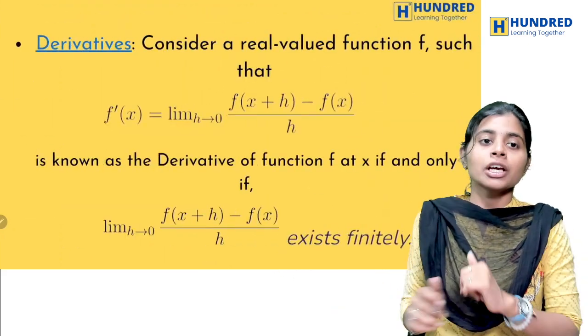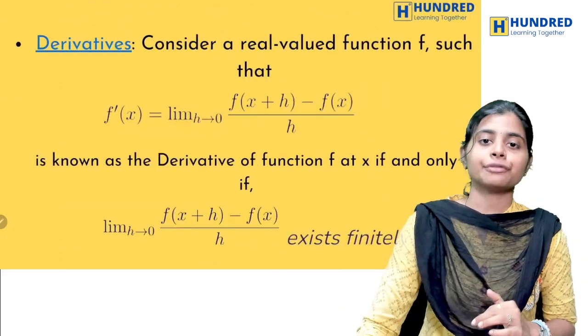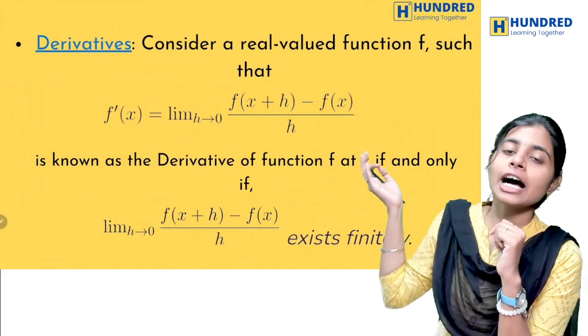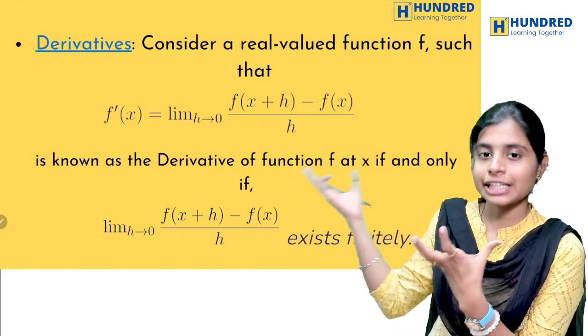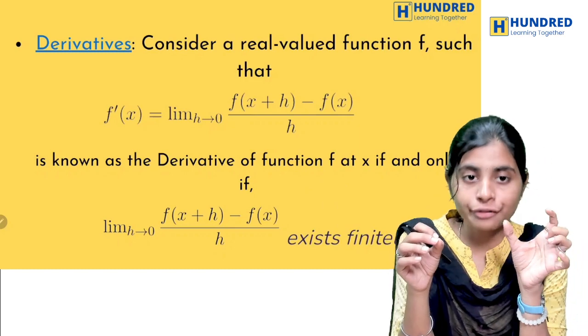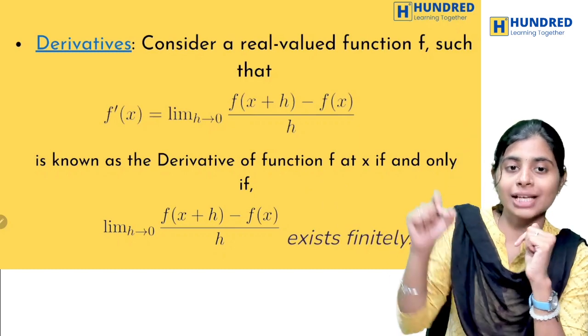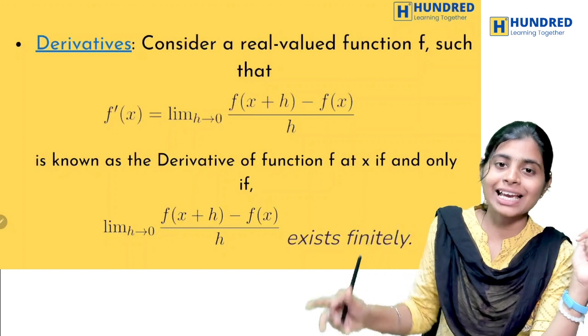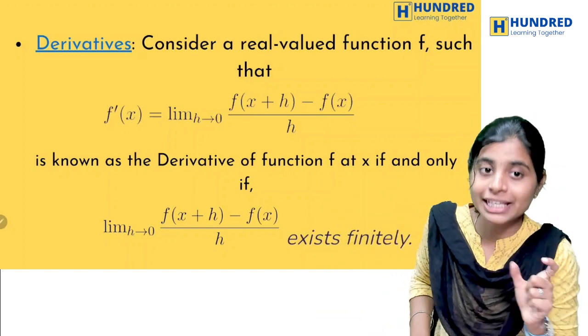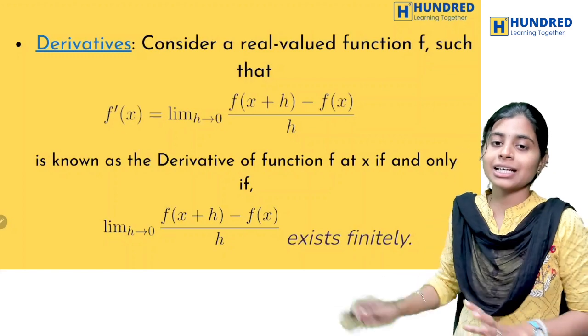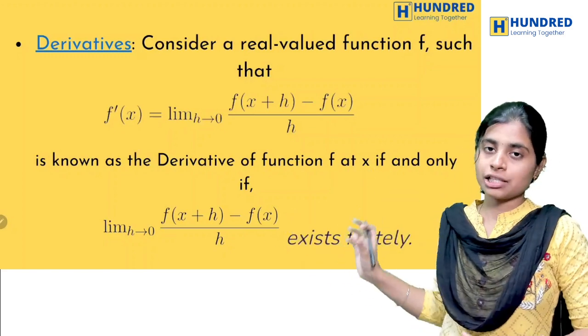So these are some standard results. Okay, now coming to derivative. This is the formula which helps us to find the derivative, that is f dash of x. The formula is limit h tends to 0 of f of x plus h minus f of x divided by h. It is known as the derivative of the function f at x, if and only if the limit exists. Okay.